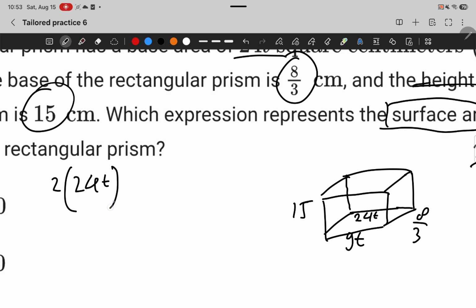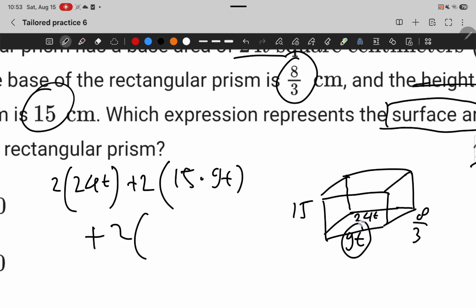2040, since we know, and the second one is this one multiplied by this one, so it will be 2 times 15 times 90 plus 2, and this one, oh no, I'm sorry, this one multiplied by this one, 15 times 8 over 3 is gonna be 5.